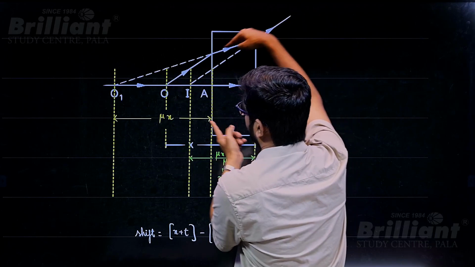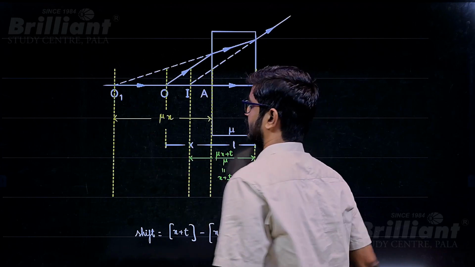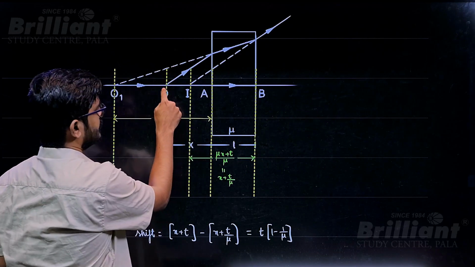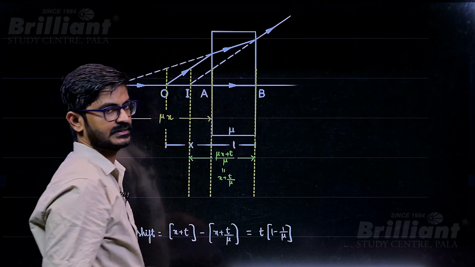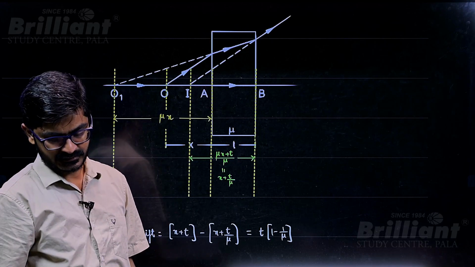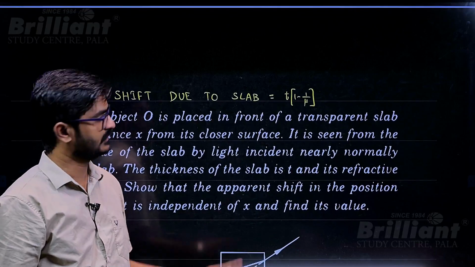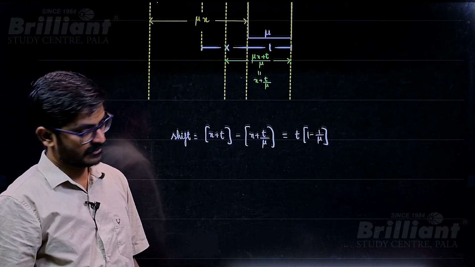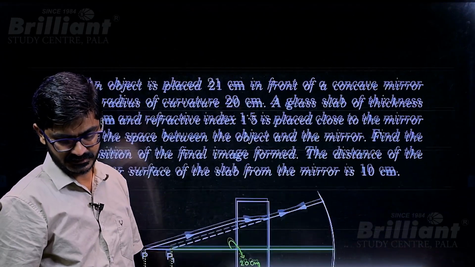So when the rays are converging, the shift will be T into 1 minus 1 by mu away from the slab. When the rays are diverging, the shift is towards the slab. When the rays are converging, the shift will be away from the slab. Magnitude wise, it is T into 1 minus 1 by mu, right? And you should remember that result. We'll be using it very frequently. The shift due to the slab is that much, and one more important thing, it doesn't depend on the position where you are placing it.